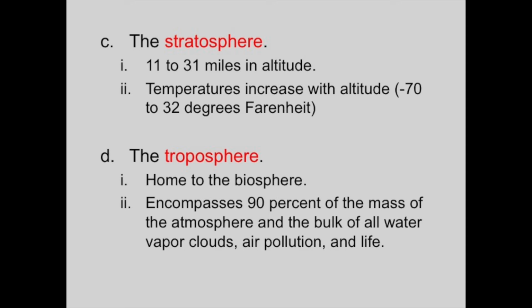Then finally below this, in terms of our look at temperature, we have the troposphere. This is the final temperature layer that solar radiation encounters as it surges toward the surface of the planet. It is important because it is home to the biosphere, where we live, and it is the only location where weather occurs. Approximately 90% of the mass of the atmosphere and the bulk of all water vapor, including clouds and air pollution, are found within the troposphere.